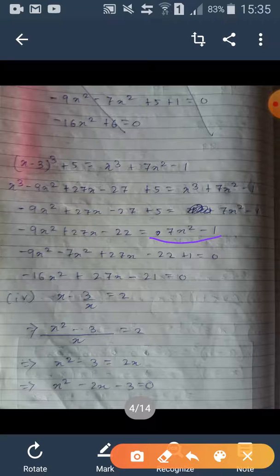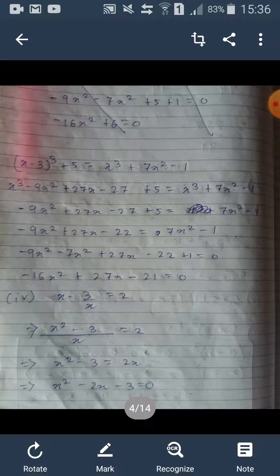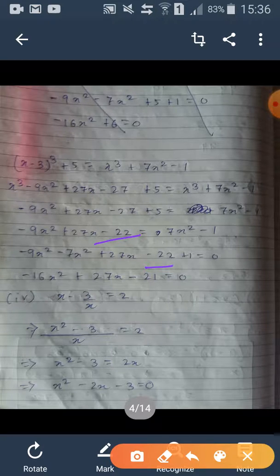Okay, so 7x square will go to the left hand side, where it is there with 9x square right now. So it will be minus 9x square, which was already there, and minus 7x square, because plus 7x square when it comes to this side of the equal to, it becomes minus 7x square. There was already a plus 27x which we will write again. There is nothing on the right hand side which has the variable x, so 27x remains alone. And there was a minus 22 which we write again over here as minus 22, and this minus 1 when it goes to the other side of the equal to, it becomes plus 1.